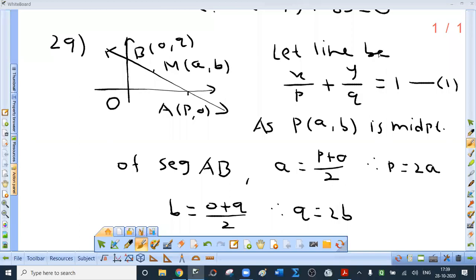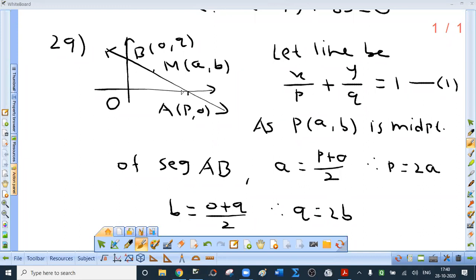Sum number 29. P is the midpoint of a line segment AB between the coordinate axes. Show that the equation of the line is x upon a plus y upon b equal to 2. See, I begin with: let the line be x upon p plus y upon q equal to 1. I have considered the double intercept form. I know it is usually taken as x upon a plus y upon b, but a and b are already taken. That is why I have taken x upon p plus y upon q equal to 1, so that the line cuts the x-axis at A (p, 0) and the y-axis at B (0, q).